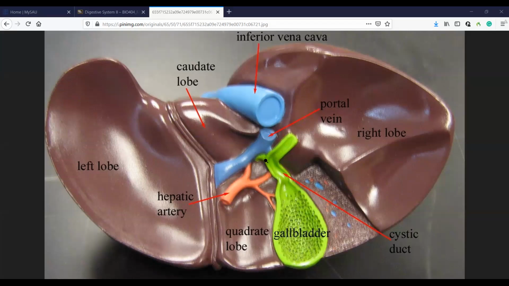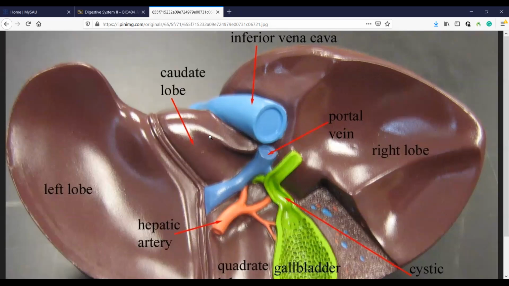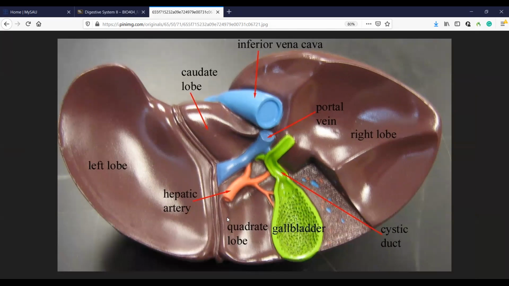And if you view the liver from below, you have two additional lobes in addition to the left and right lobe. You have the caudate lobe here and the quadrate lobe back here, but the thing I want you to see is what separates these two lobes. This triad of vessels and ducts, this is called the porta hepatis. Porta hepatis, and that means gate to the liver.